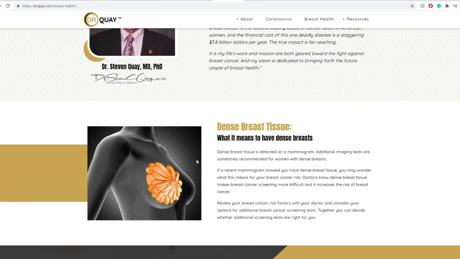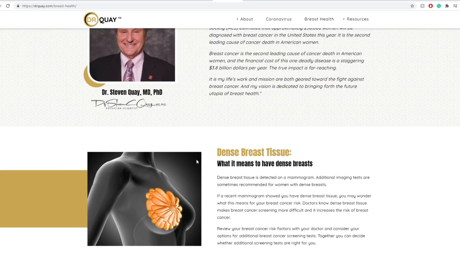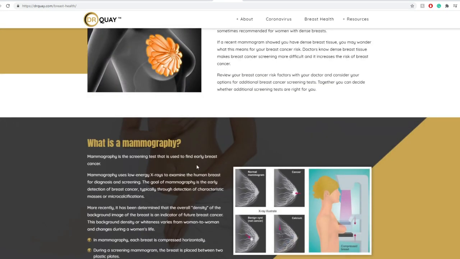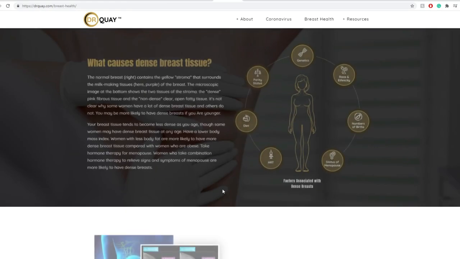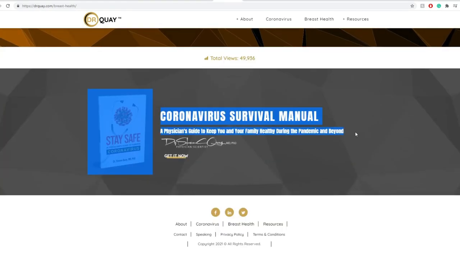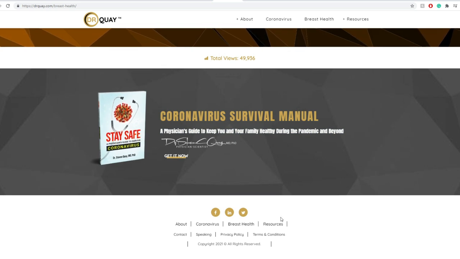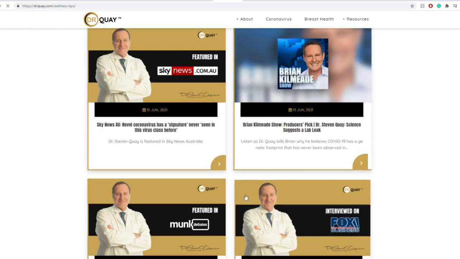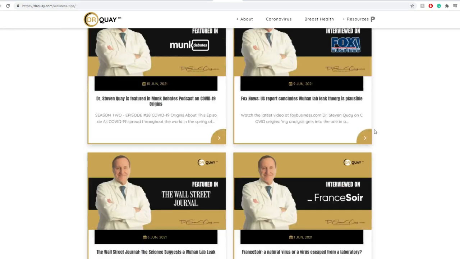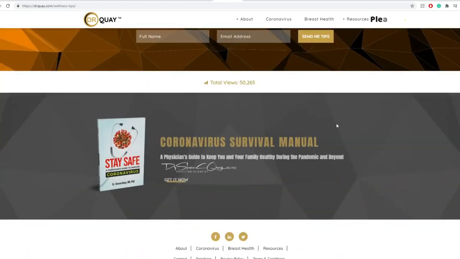So he works on two main things, breast tissues and coronaviruses, pretty much what we just mentioned about the coronavirus part. And he has a lot of information relating to some of the studies that he's been involved with, as well as a survival manual for COVID-19. He also does some speaking, etc. You can get him as a speaker. But in general, you get to see that he is a practicing CEO.